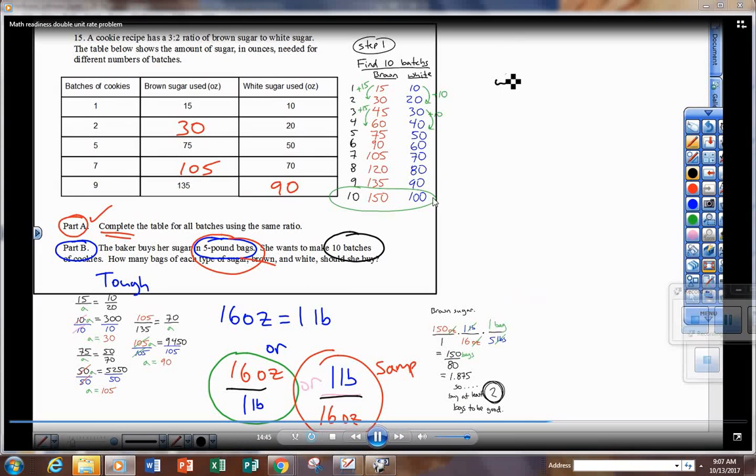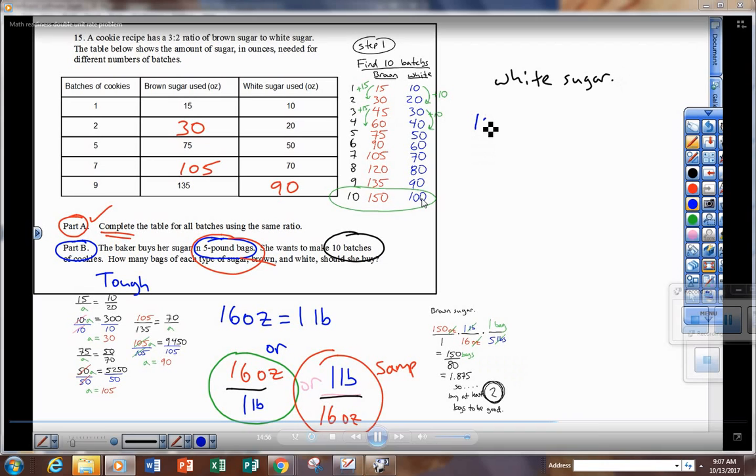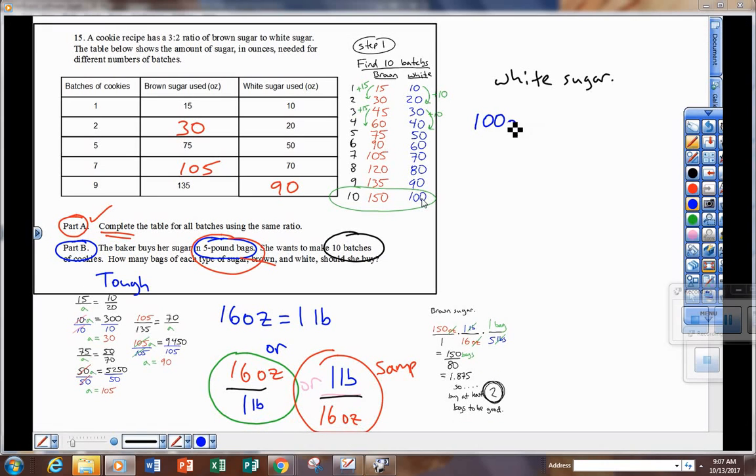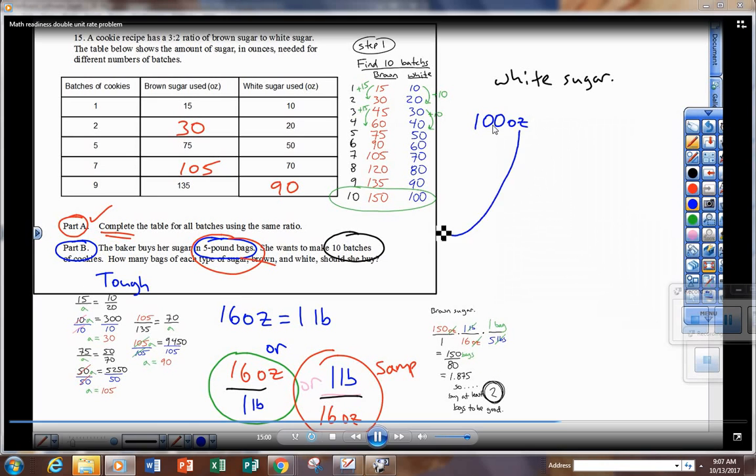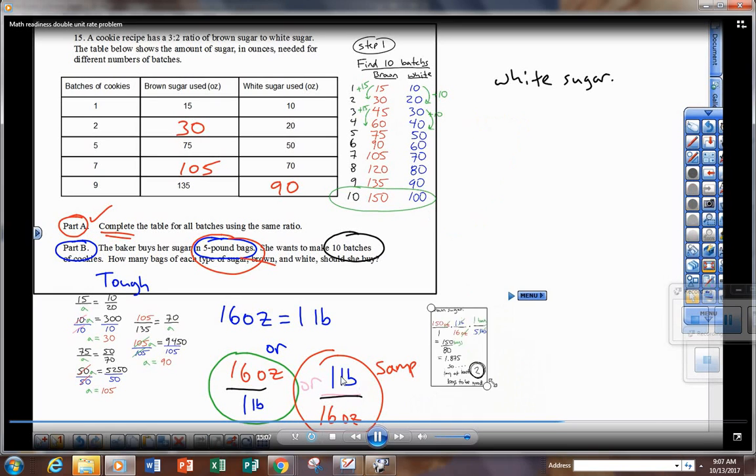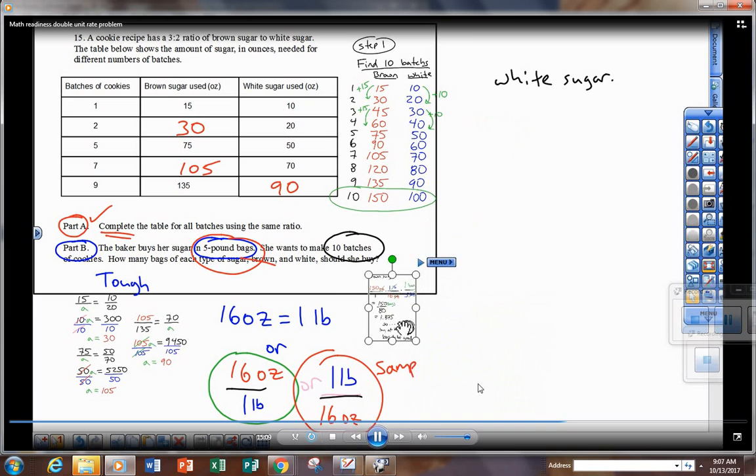So for the white sugar, I'm going to use 100 ounces needed for 10 batches. I'm going to change that 100 ounces to pounds, and then change pounds to bags like I did for the brown sugar. So 100 ounces, I'm going to use again the conversion of 1 pound over 16 ounces.